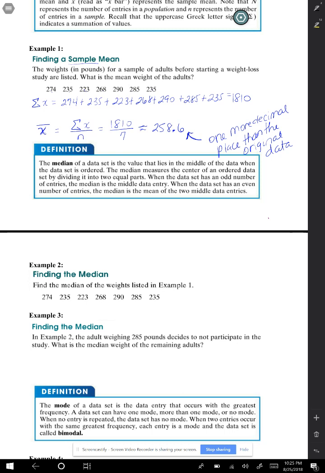So the first thing here on example 2 that you're going to do is you're going to put these in order. So we have 223 first, and then 235.